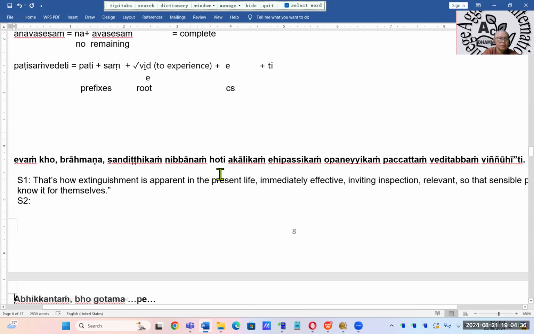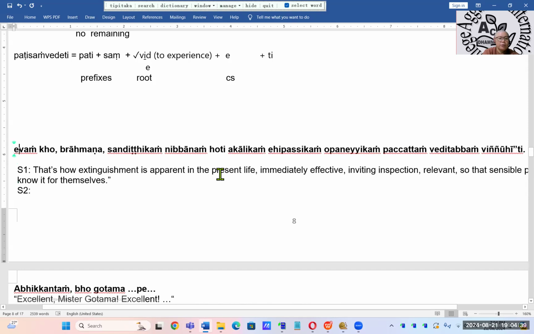Okay, so this is the one, followed by 'in this way'. Then the Buddha confirmed what we mean when we say nibbana. What is nibbana? It is when the person experiences the cessation of great hatred and delusion. So in this way, santitikam, nibbanam, hoti, akalikam, ehipasikam, opanaikam, pachatam, veditabam, vinyuhiti. By this segment, we know nibbana is the complete cessation of great hatred and delusion. Okay, so that's the statement here.